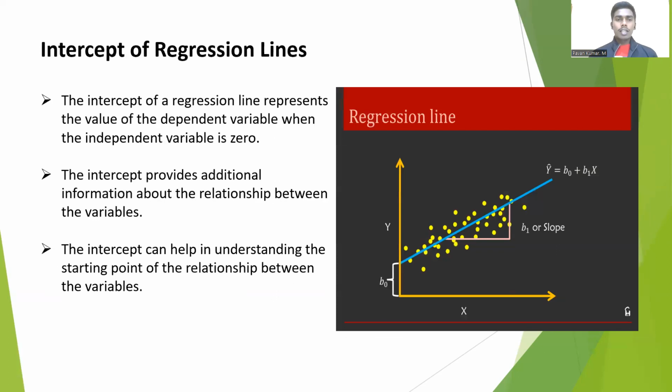Intercept of a regression line. What are intercepts? The intercept of a regression line represents the value of the dependent variable when the independent variable is zero. The intercept provides additional information about the relationship between the variables. The intercept can help in understanding the starting point of the relationship between the two variables. And here is a graph where regression lines are represented.